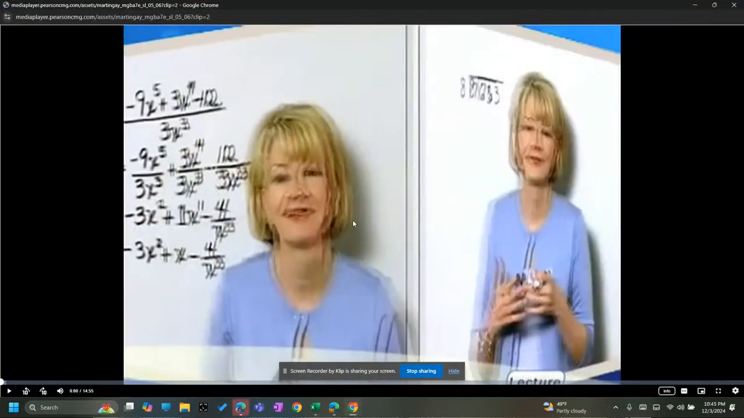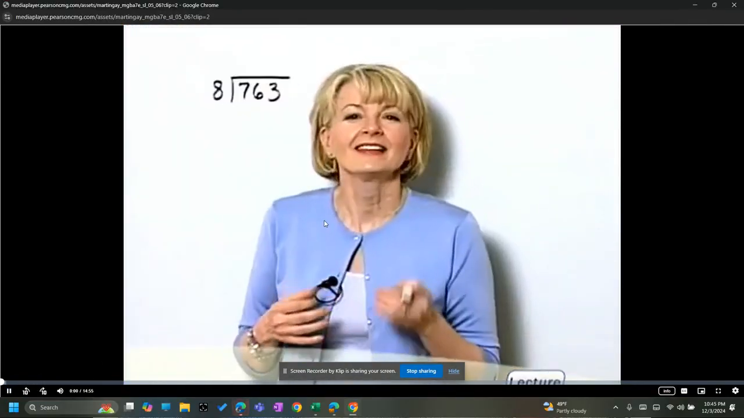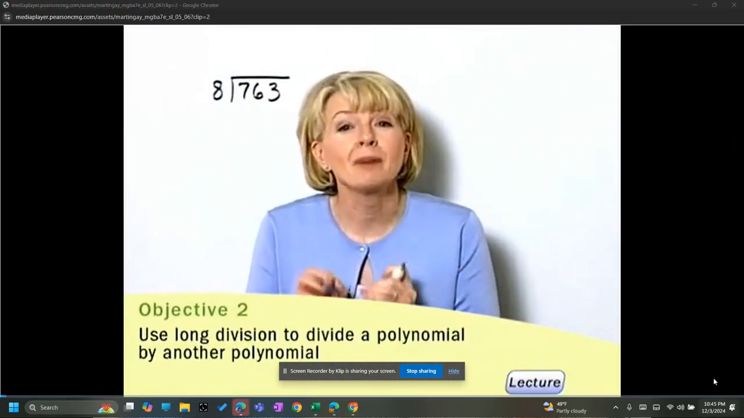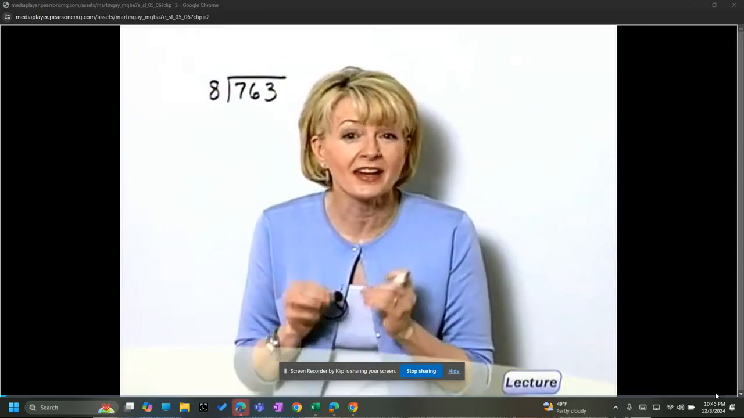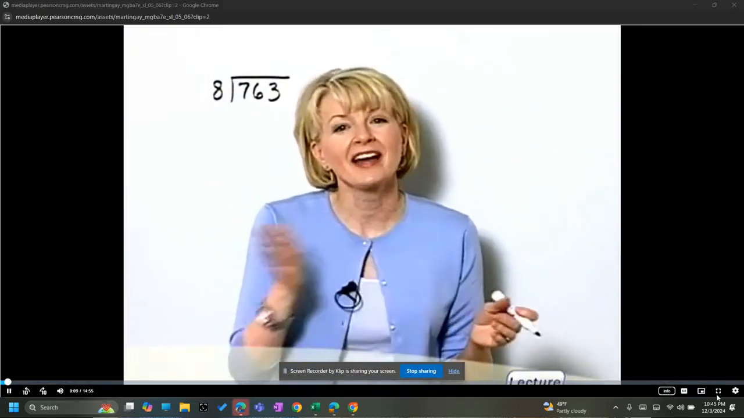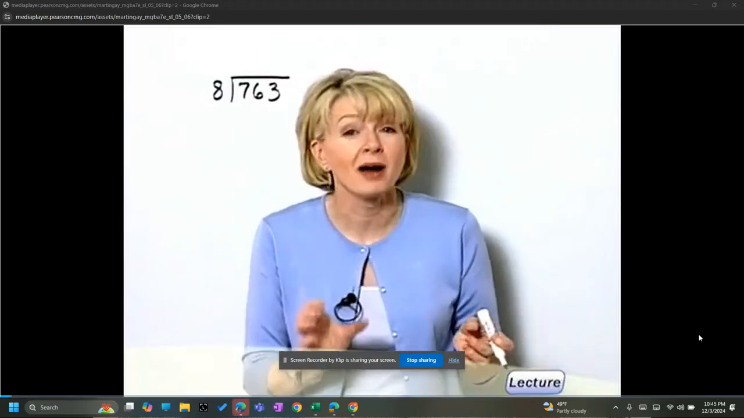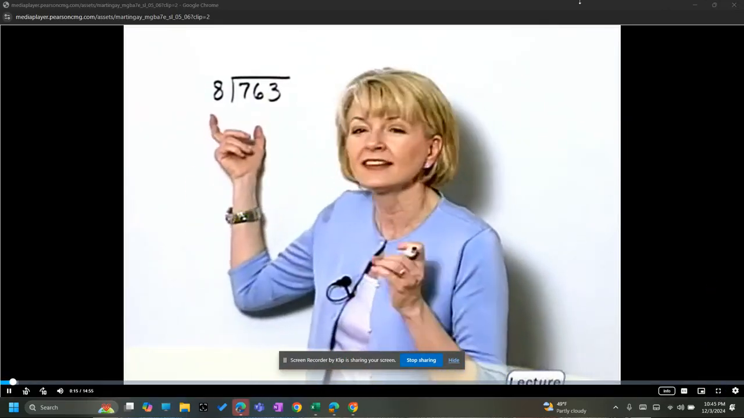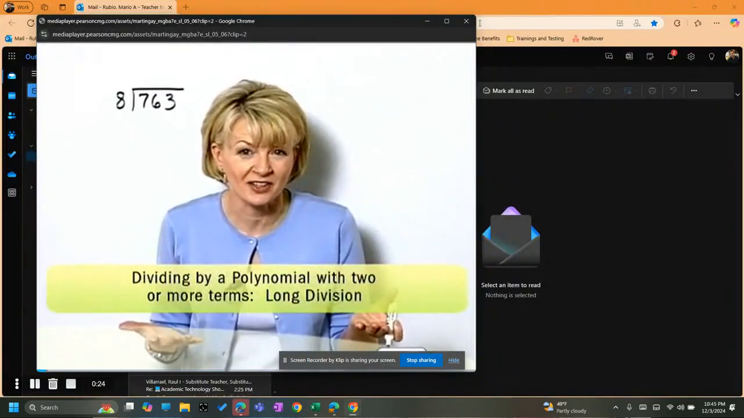Okay, guys, this is 5.6, objective 2. Let's now talk about dividing a polynomial by a polynomial other than a monomial. So dividing a polynomial by a polynomial of 2 or more terms. To do that, let's see how we long divide.